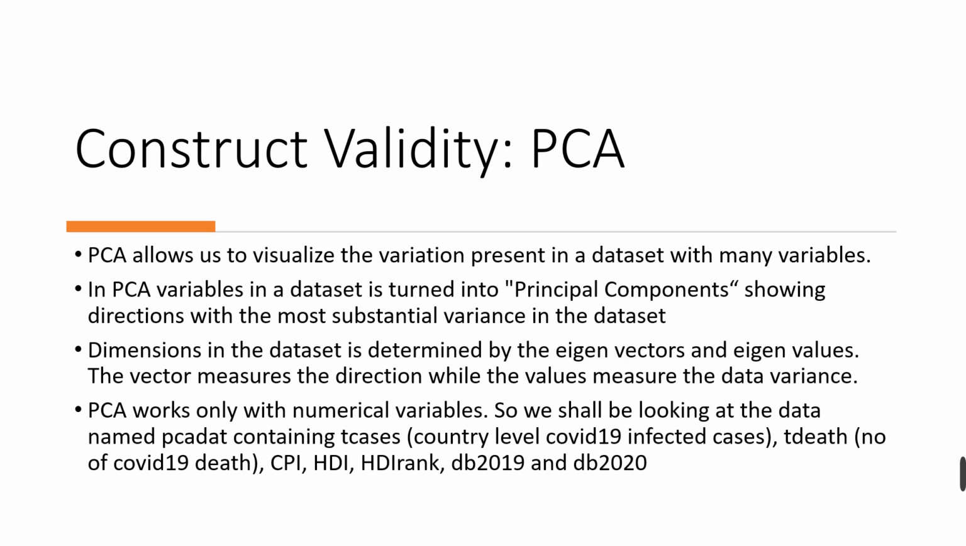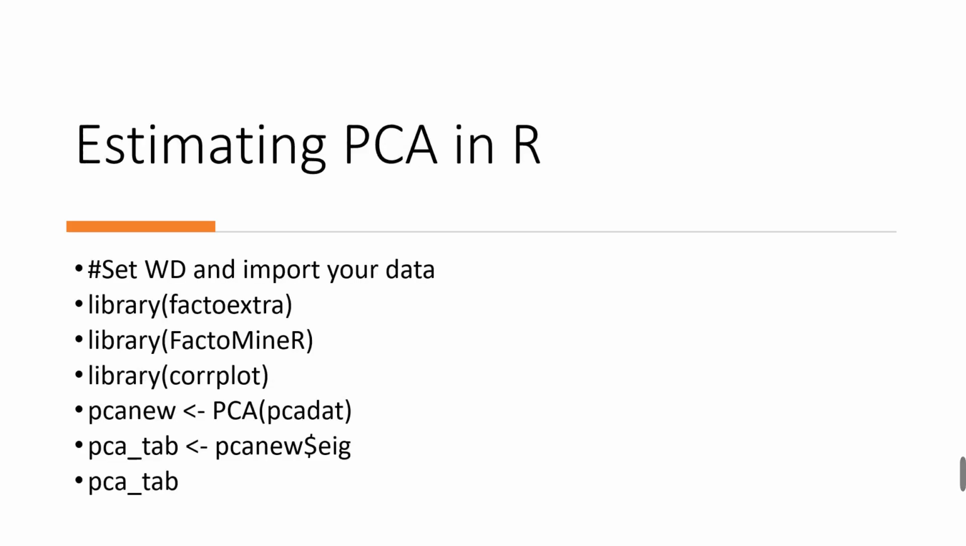So in our illustration, we are going to make use of a data set which I named PCA.dat, and I saved it in the COVID-19 folder on my desktop. It contains 7 different variables. We have country level COVID-19 infected cases, number of deaths, corruption perception index, human development index, the rank of human development index, doing business index for 2019, and doing business index for 2020.